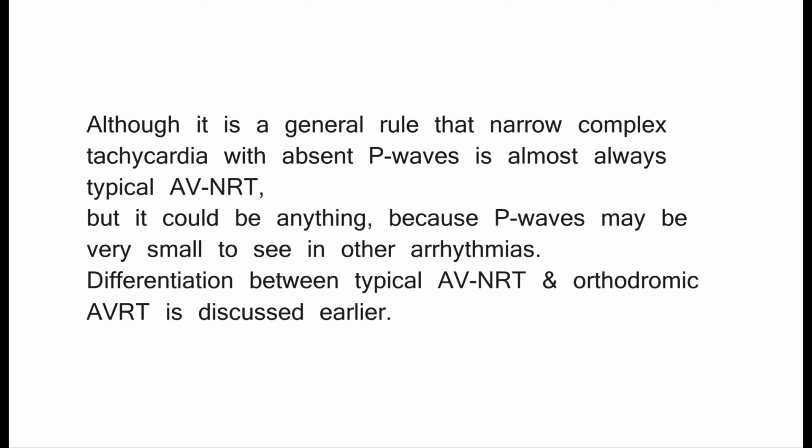Although it is a general rule that narrow complex tachycardia with absent P waves is almost always typical AVNRT, it could be anything, because P waves may be too small to see in other arrhythmias. Differentiation between typical AVNRT and orthodromic AVRT is discussed earlier.